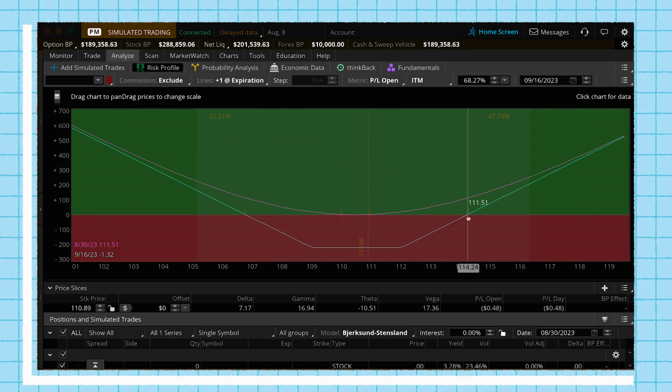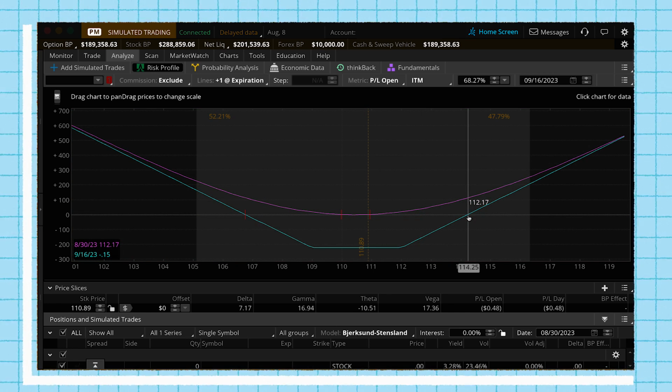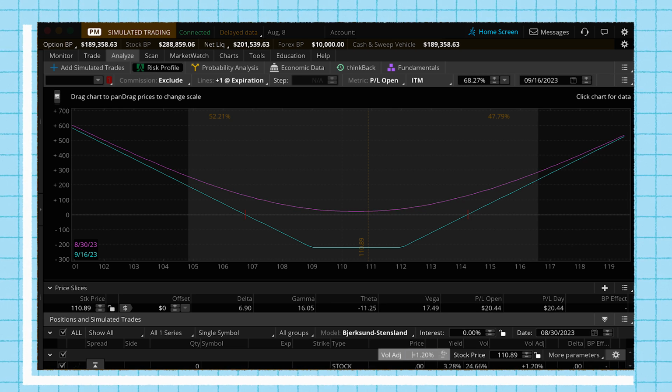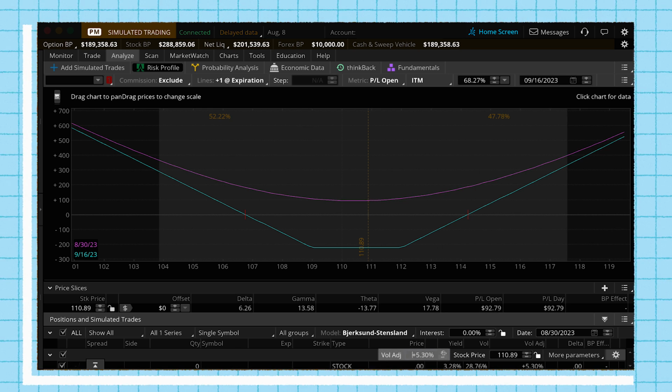However, watch what happens to the current, or pink, risk profile when I increase implied volatility. To do this, I'm going to click on the gear icon near the contracts. Then I'll hold the up arrow for implied volatility. Look, do you see how the entire curve moves higher as volatility rises? When the curve rises higher, the potential profitability of the trade increases across the board.